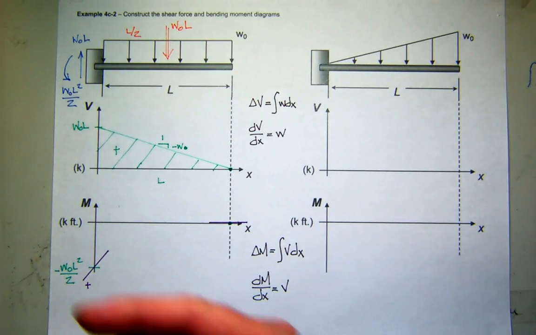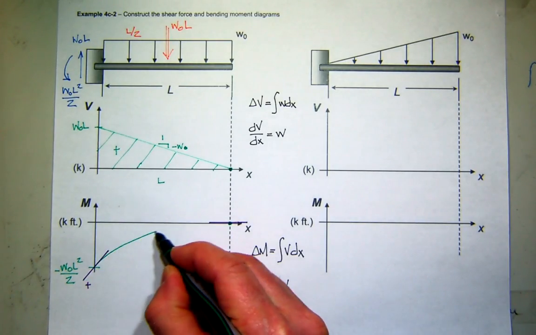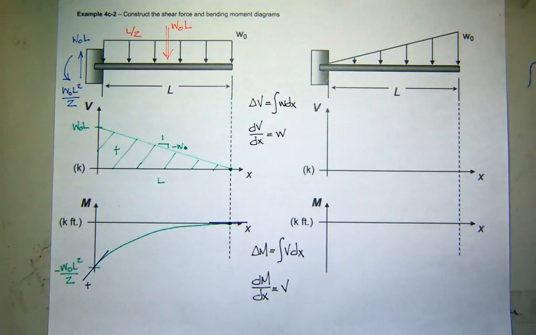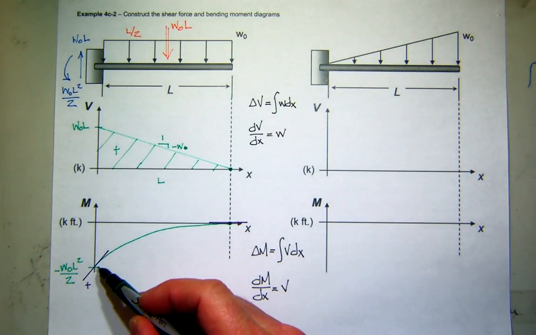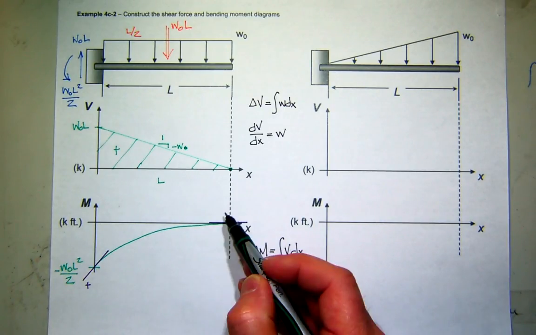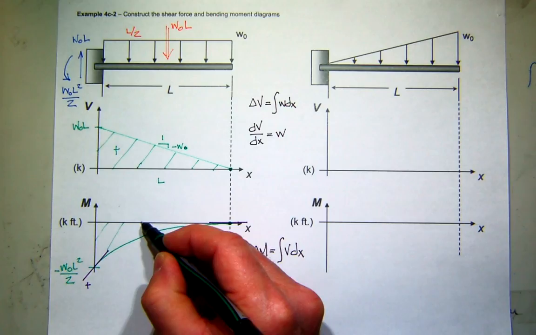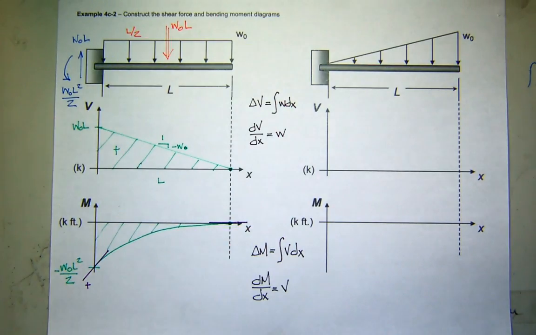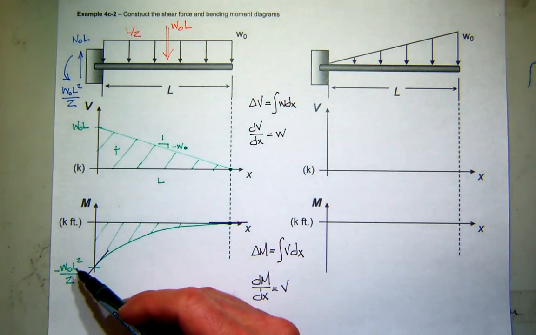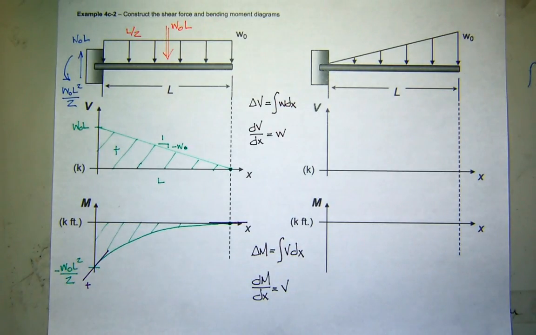And this is where the qualitative part comes in, because you're just going to sketch a curve that somehow looks like that. Is that the exact shape? No, but it has the characteristics of the curve in that you know the beginning point, you know the end point, and you know its shape. So what's the maximum moment in this structure? W naught L squared over 2. It's negative and occurs at the fixed connection.